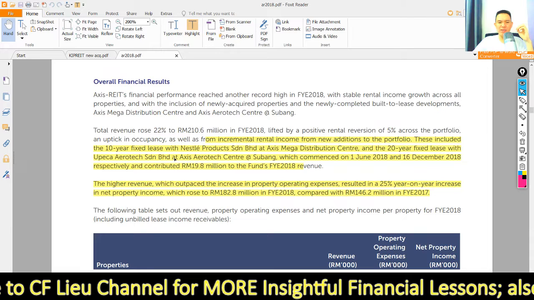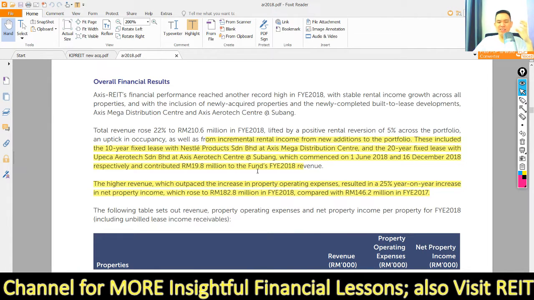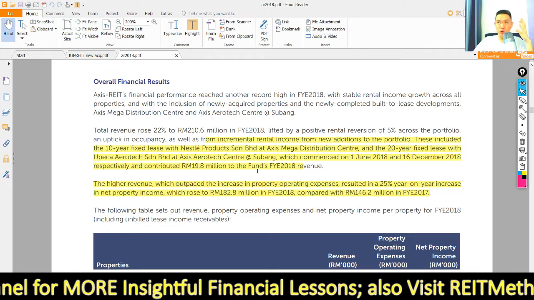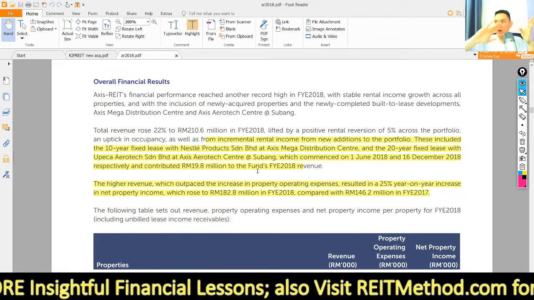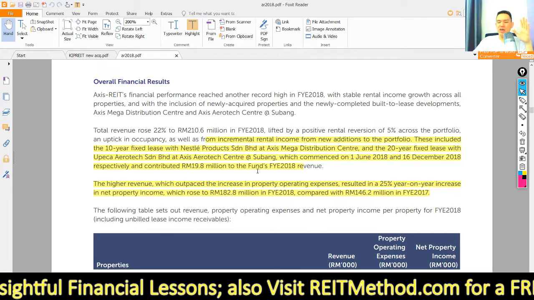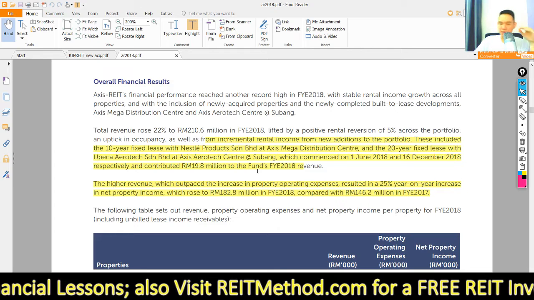Yeah, the Subang one is 20 years, commencing on 1 June. On 1st June, the revenue has yet to have a full financial year to show its potential. So mark my words, I expect the dividend yield is going to jump quite steeply. I mean, it's a good thing, right?